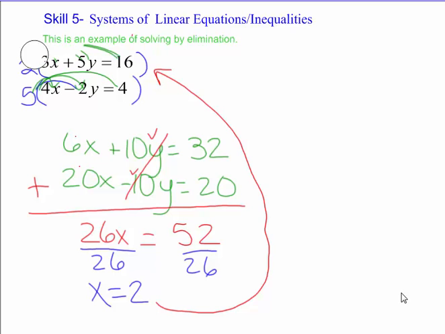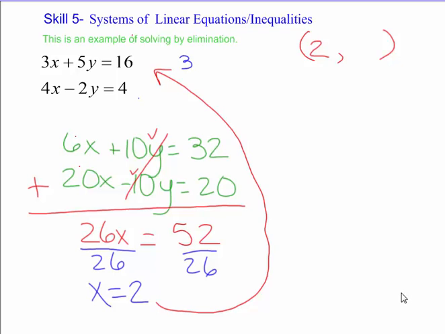I'm going to erase all this mess I created up here and remind myself that I need to get the y coordinate, so I know my x is 2. I think I'm going to substitute that back into the top equation because I have a whole bunch of positive signs here, so that's a little bit easier. So right here in this 3x plus 5y equals 16, I'm going to put my value x is 2 right there, and then I'm going to solve.